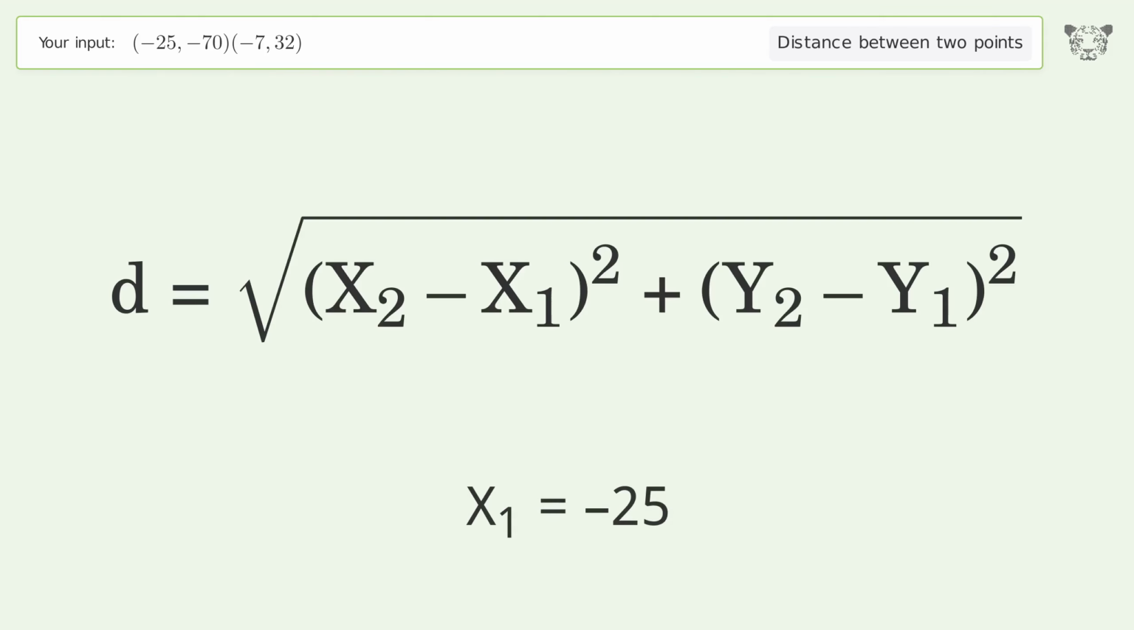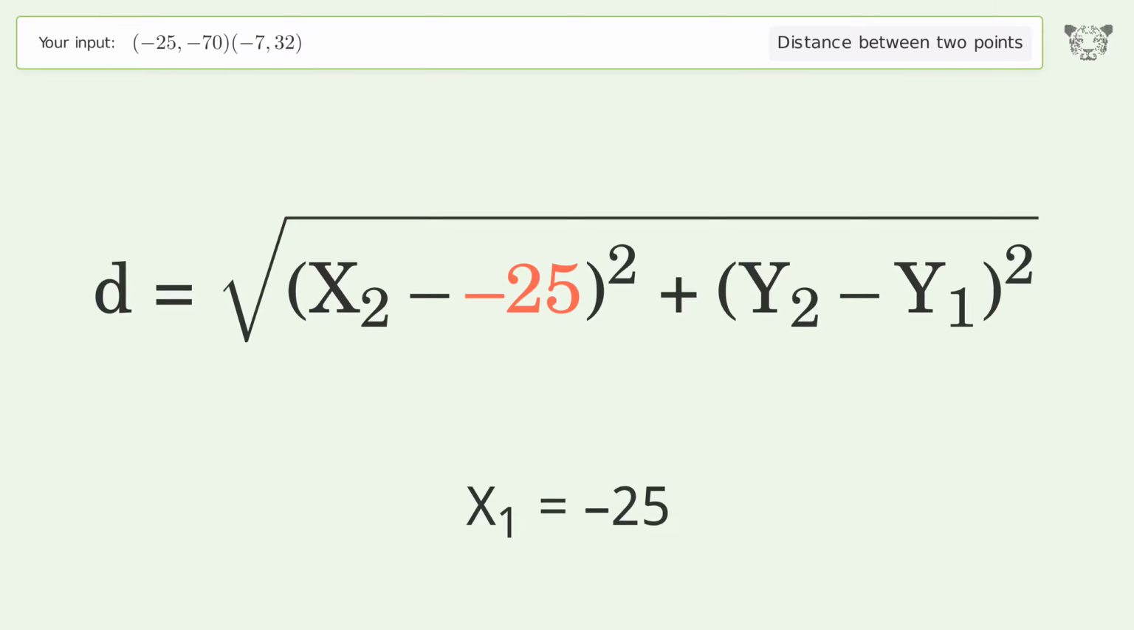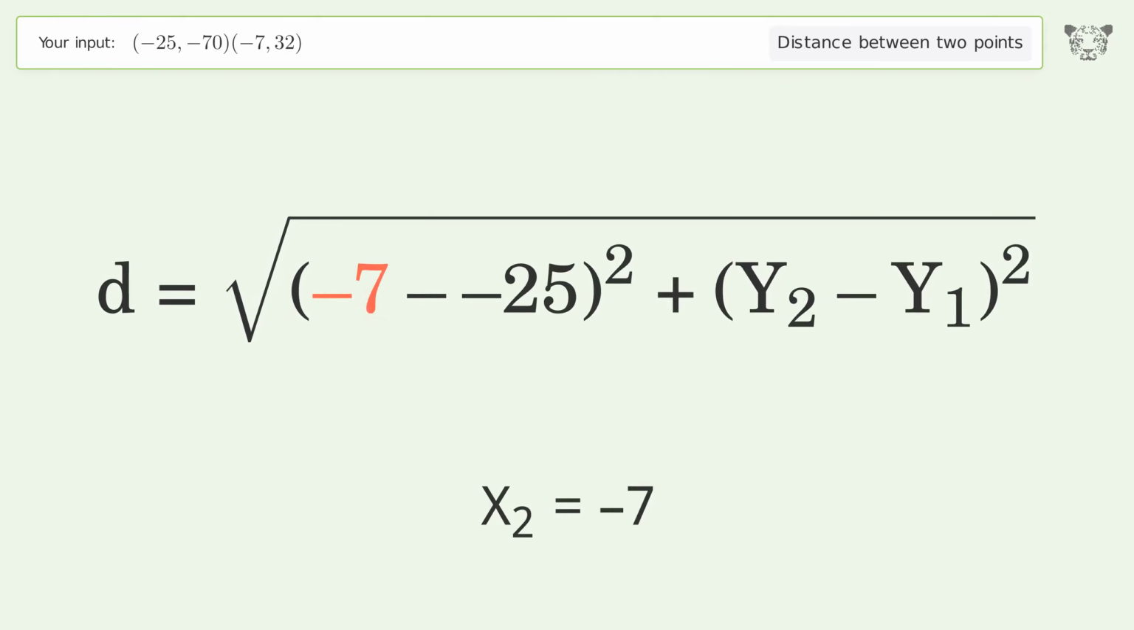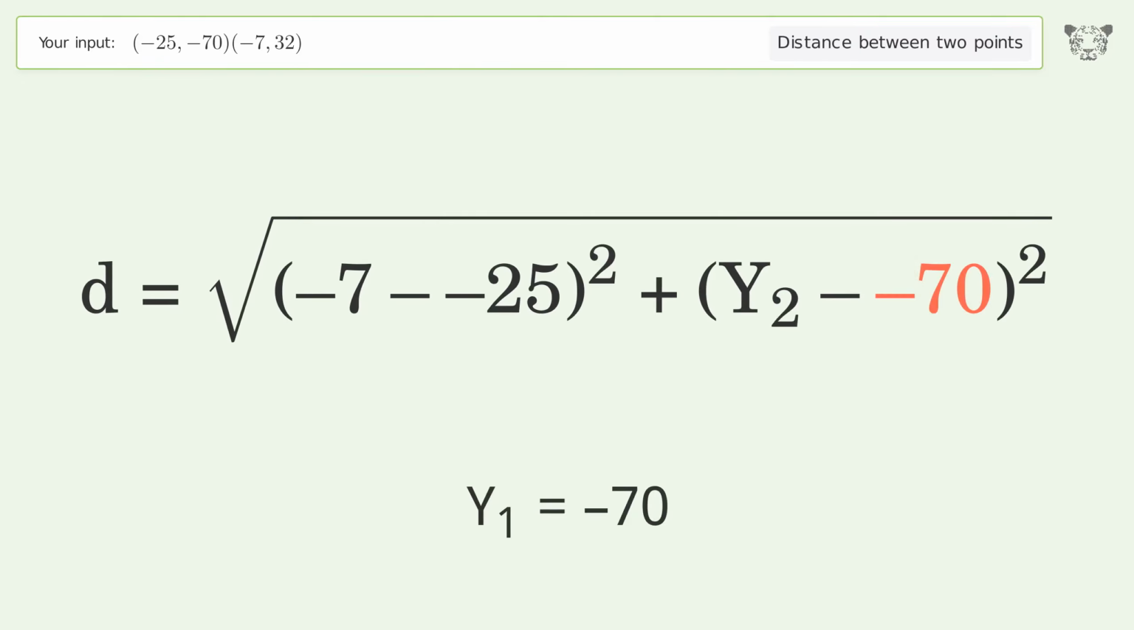x1 equals -25. x2 equals -7. y1 equals -70. y2 equals 32.